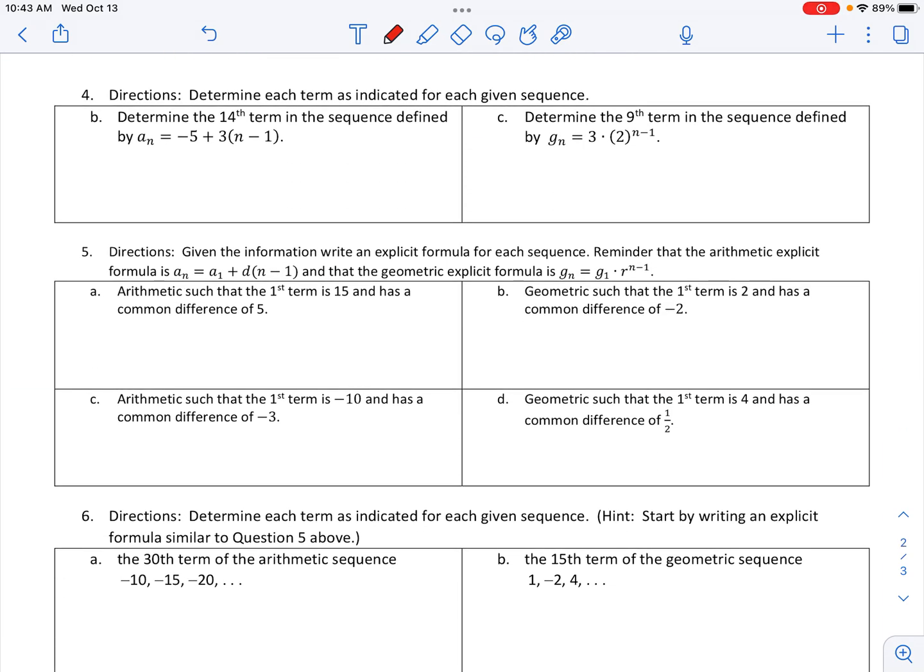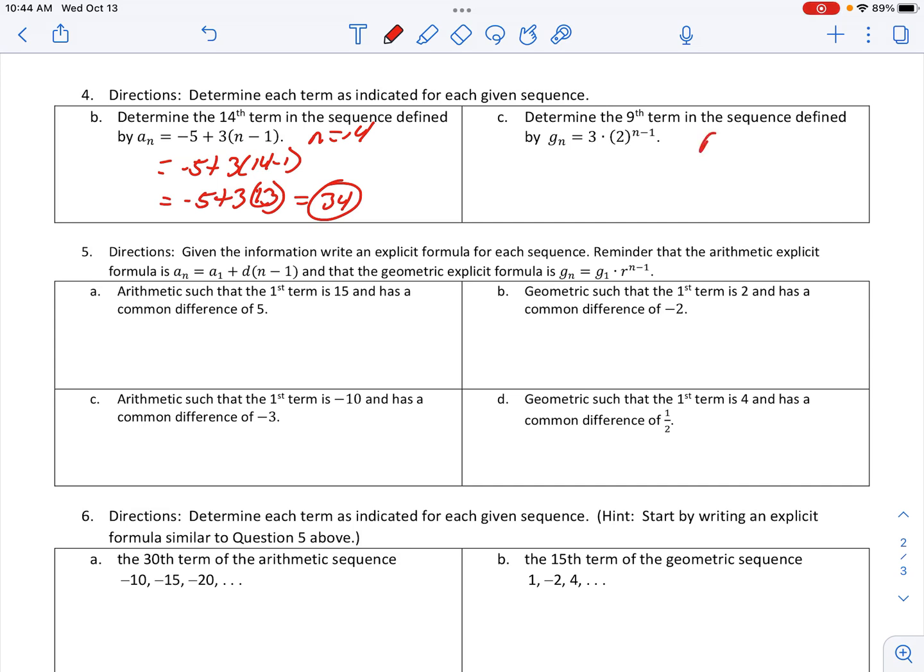Number 4, using your calculator to help me find the 14th term on letter B. I'm plugging in n as 14 into that equation and then just going to my calculator and punching it in. 14 minus 1 is 13. So then on my calculator, I'm just literally going to type in -5 plus 3 times 13, which is 34. The 14th term of that sequence is 34.